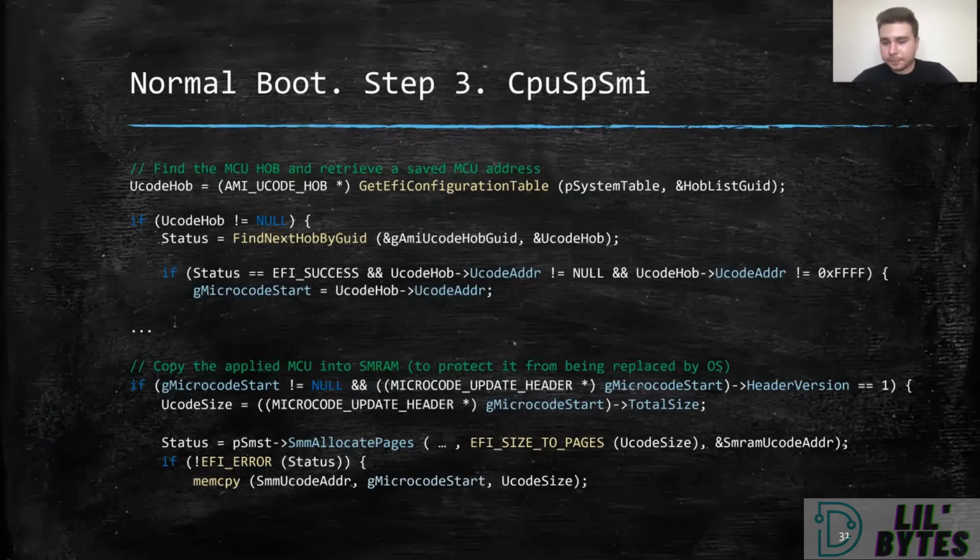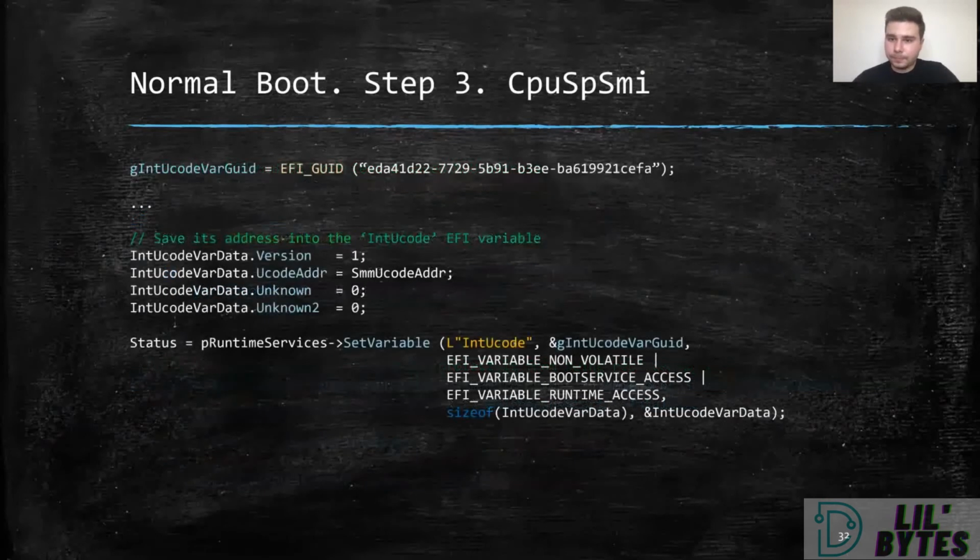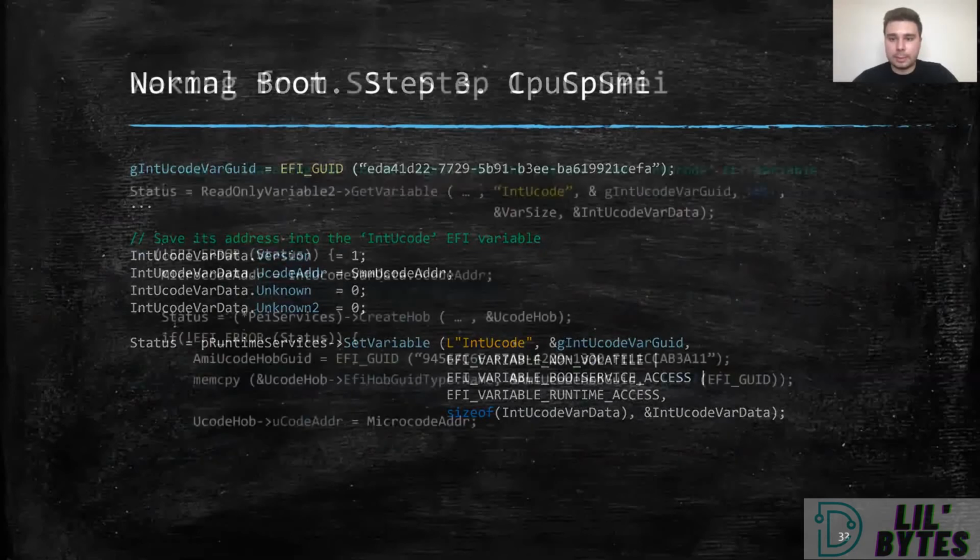What else is done? Later, system management mode code also finds this HOB, retrieves the microcode update saved address, and copies the applied microcode update into SMRAM, system management RAM, probably to protect it from being replaced or damaged by an operating system. Finally, the SMRAM address of the applied microcode update is saved into a UEFI variable called IntUcode. An interesting note is this variable is accessible both from the boot time and runtime environment, meaning it could be fully accessed from an operating system.